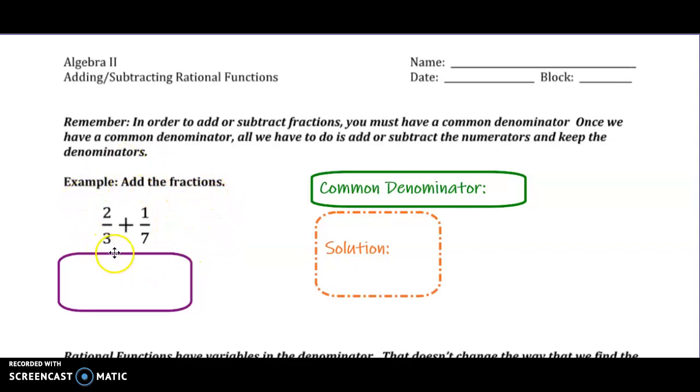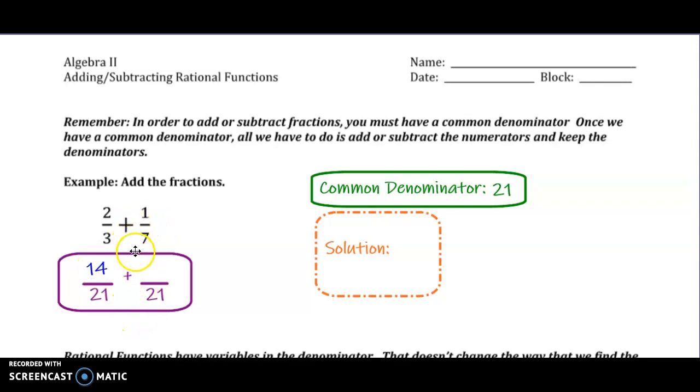So not rational functions because there's no variables, but let's think about the process for adding fractions. The first thing you have to do is come up with a common denominator. In this case, the common denominator is 21 because it's 3 times 7. So what you would do is change both denominators in your addition problem to 21. Then you think, what times this denominator 3 gives me 21? That would be 7. So I multiply 2 times 7, and that gives me 14.